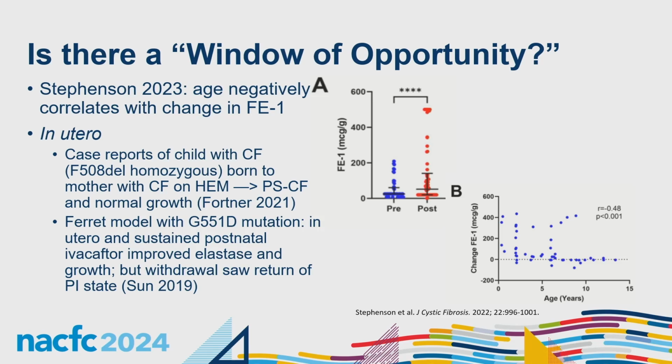And we also know from ferret models that in utero and sustained postnatal ivacaftor exposure improved fecal elastase and growth, but withdrawal of ivacaftor saw a return of a pancreatic insufficient state. This suggests that early use of modulator therapy is more beneficial than initiation later in life, when perhaps there is decreased possibility of acinar cell function recovery.